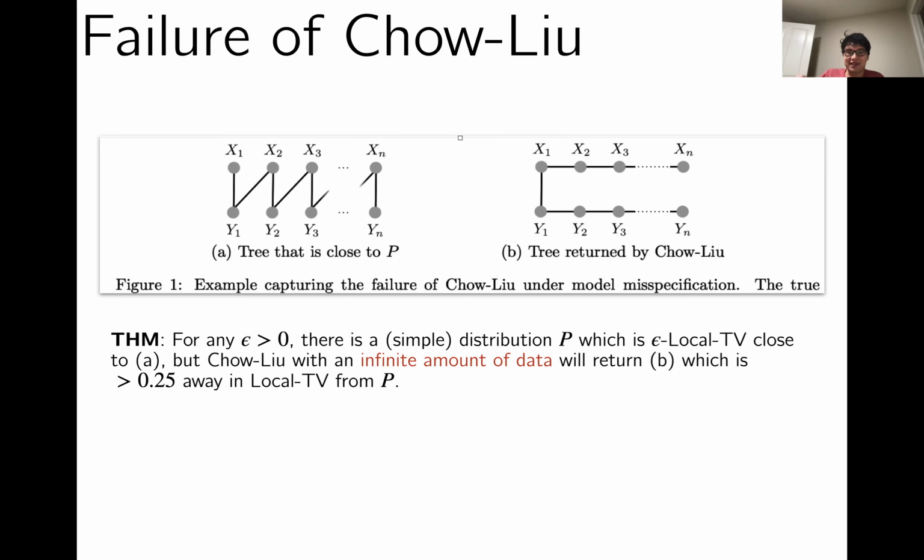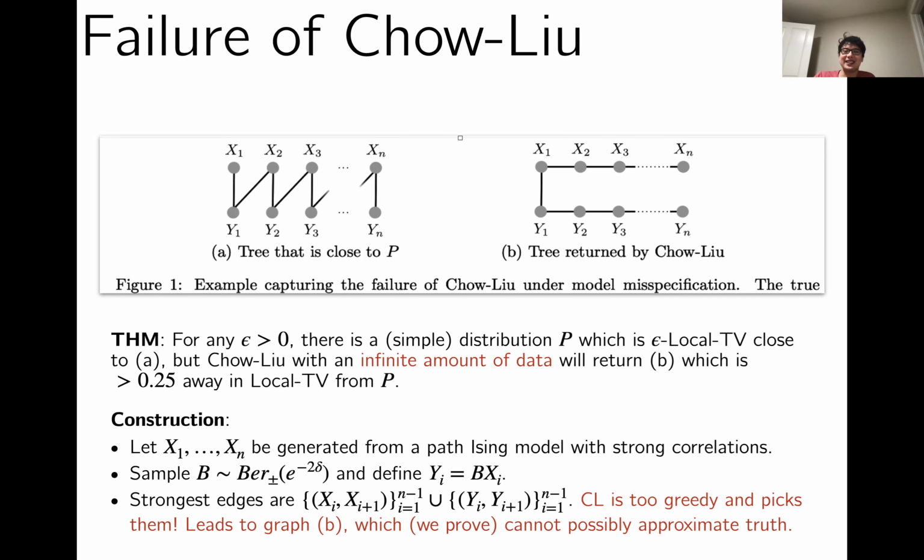So they're both paths, but in one path you alternate between x and y, and in the other you do all the x's and then all the y's. So you can actually trick Chow-Liu into returning the right graph, even though any Ising model on that graph is very far in local TV from the correct distribution. So that's saying basically Chow-Liu is not useful for learning in local TV.